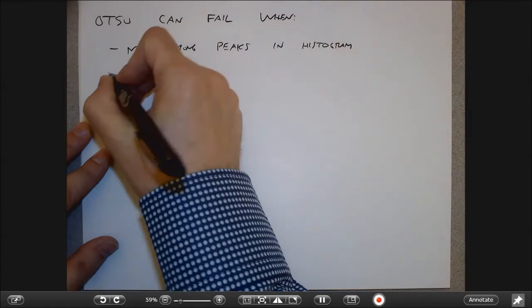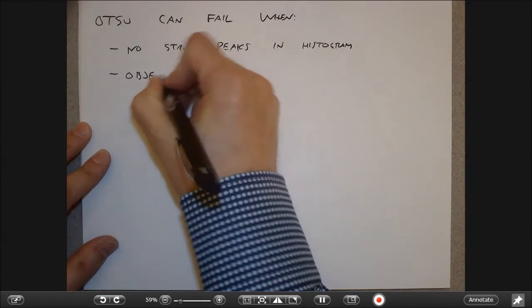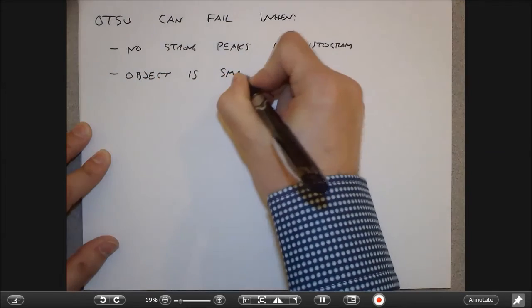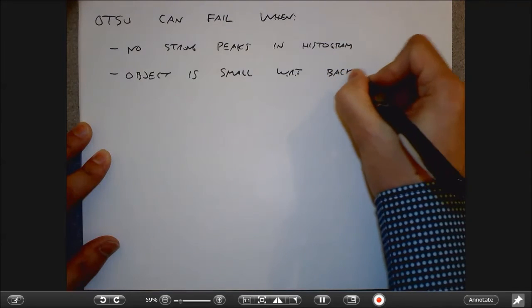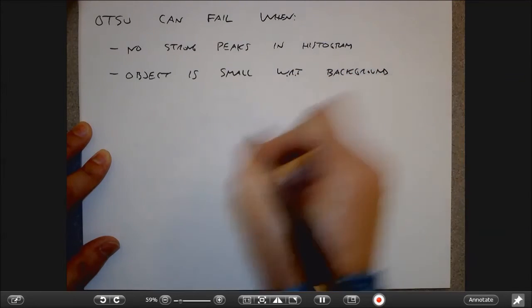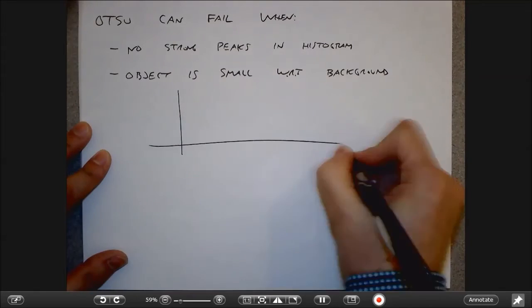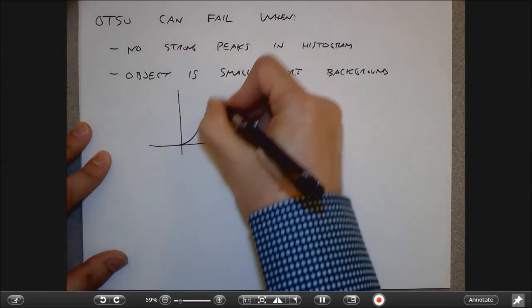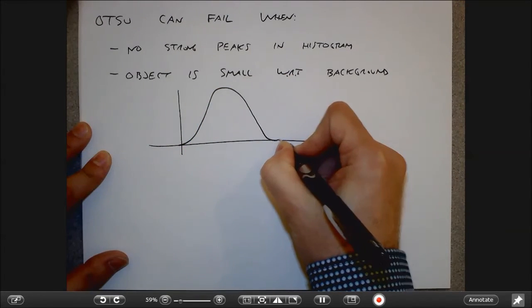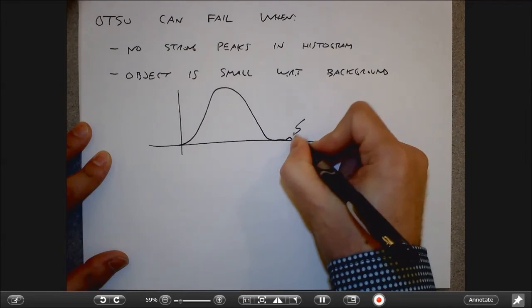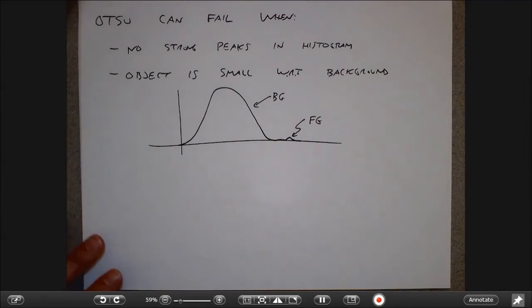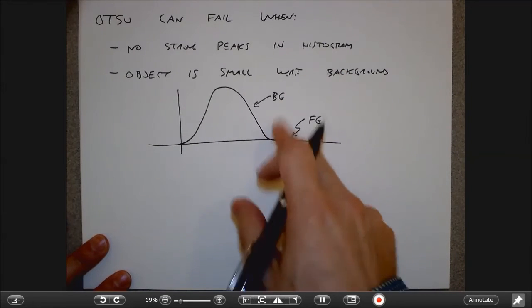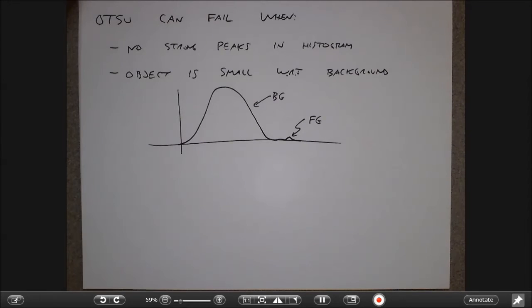Or if the object is small with respect to the background, right? So suppose that I had a histogram that was very dark and then some tiny peak, where this is the foreground and this is the background, right? Otsu may not do a good job of finding a line between these two things because the mass of the probability is all kind of in the background.